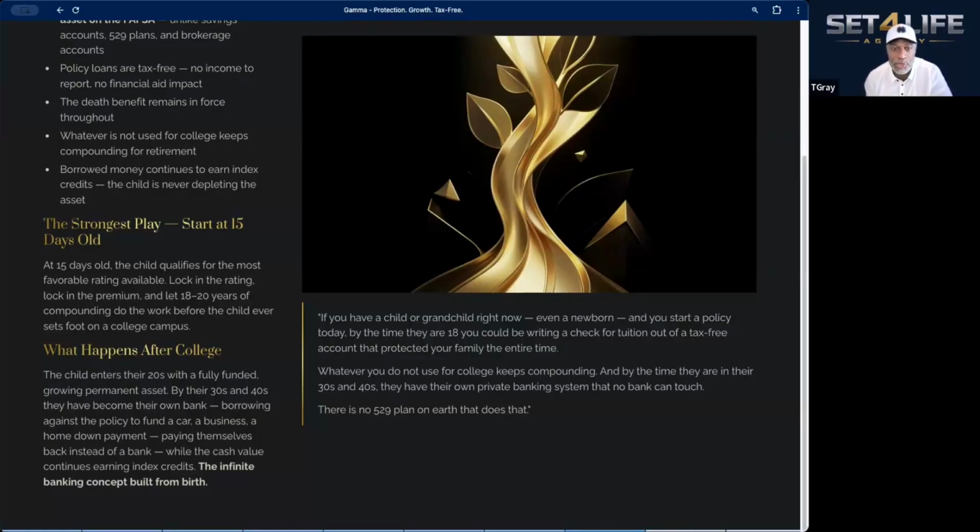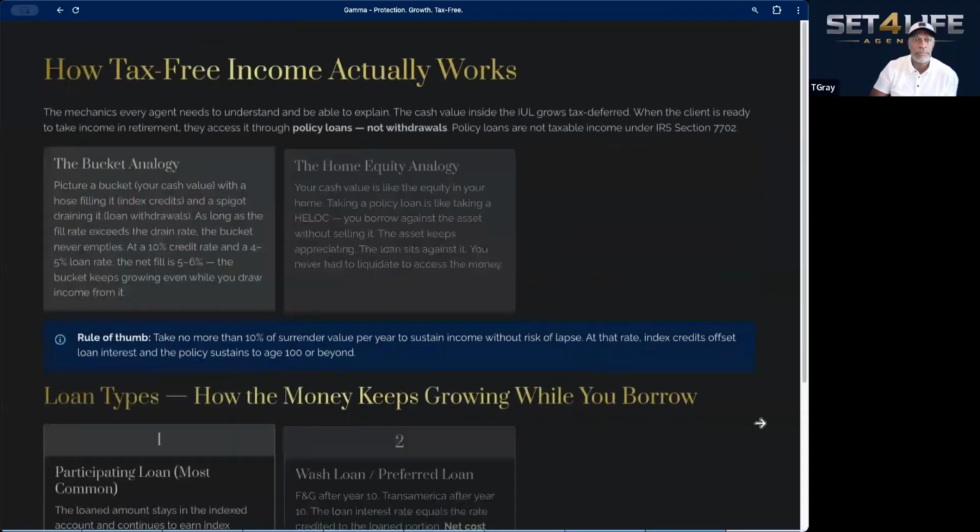And by the way, this is a strategy of the rich and the wealthy. This is the infinite banking concept being built from birth. There's not a 529 plan that performs this way. And this is a major, major strategy. I hope as you go through this training, I hope you're writing down the names of people, friends, and family in your circle that need to know about this concept.